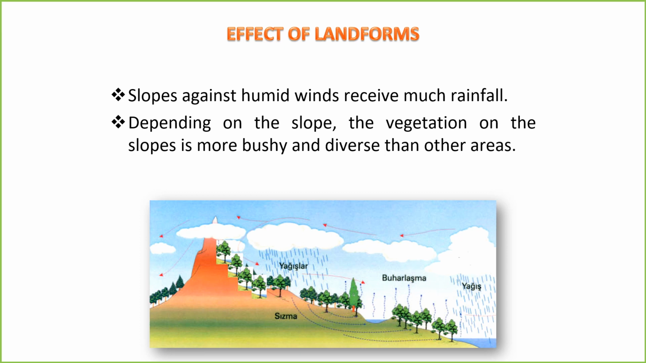4. Bushiness of vegetation. On slopes exposed to humid winds, the vegetation tends to be more bushy and dense. The consistent moisture supply encourages the growth of shrubs and other woody plants. This can create a more complex and layered vegetation structure compared to flatter areas. 5. Soil erosion. Steep slopes, especially those with dense vegetation, can mitigate soil erosion by slowing down water runoff. The vegetation acts as a natural barrier, reducing the impact of rainfall on the soil and preventing excessive erosion.